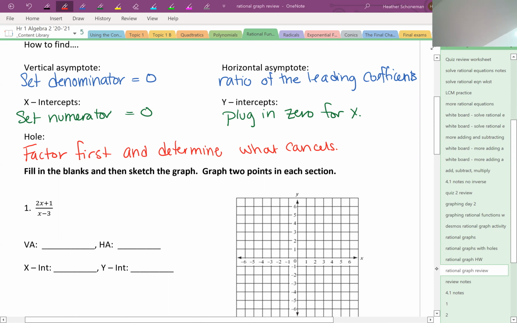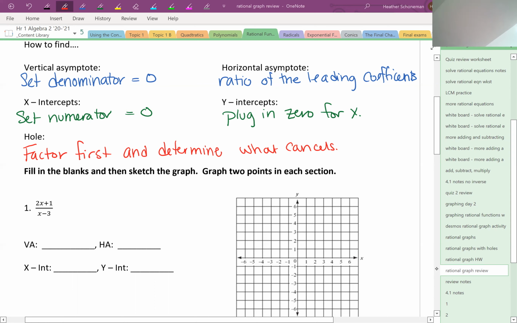For the hole, that's not going to be on every one, you're only going to find it when I leave a blank for you to find it. But you need to factor first and then determine what cancels. Based on what cancels, if it cancels out, that is where you're going to find the hole. So let's take a couple examples of each of these so we can work through these.